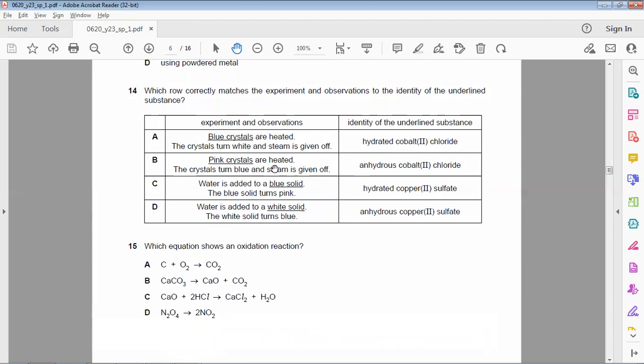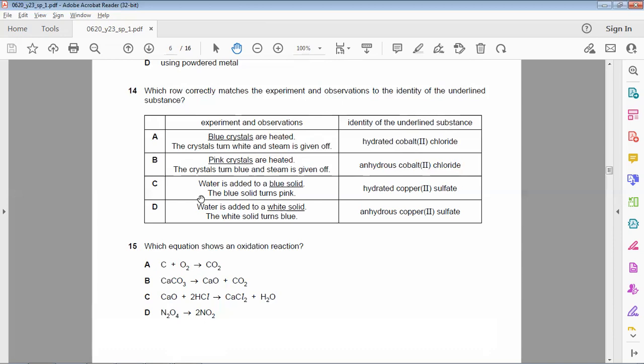Pink crystals are heated. Well, we know that anhydrous cobalt chloride is blue. It's not pink. So the color change we have learned for cobalt chloride for the presence of water is from blue to pink, anhydrous to hydrated, blue to pink. So it's the opposite of what they have given here. So neither A nor B.